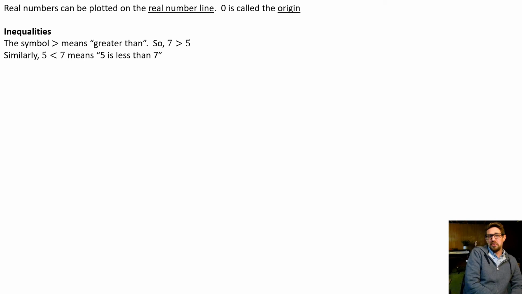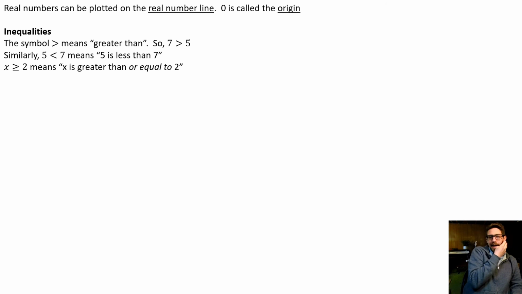Similarly, if the symbol points the other way, you would read that as 5 is less than 7. So those two things really mean the same thing. They're just two different ways of writing it. Notice no matter what, though, the arrow points to the smaller number, so it opens towards the larger number. However you remember that.